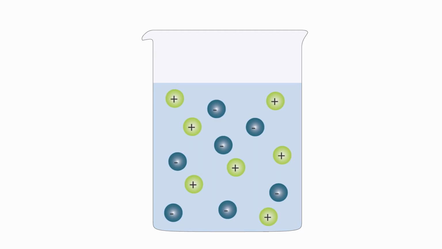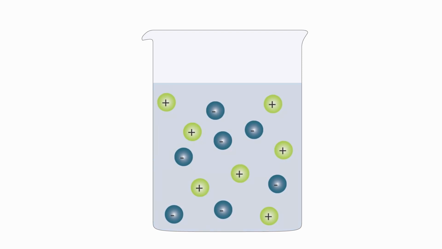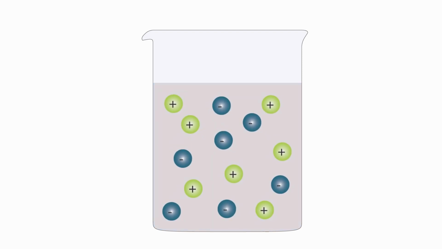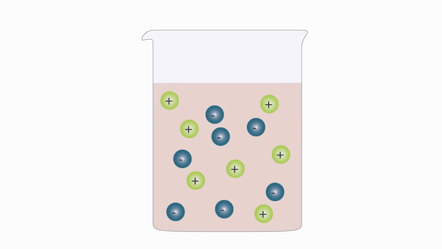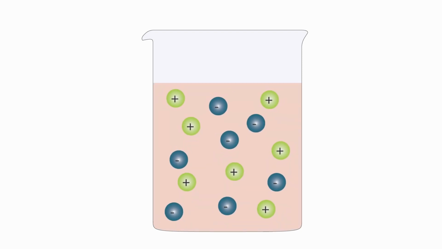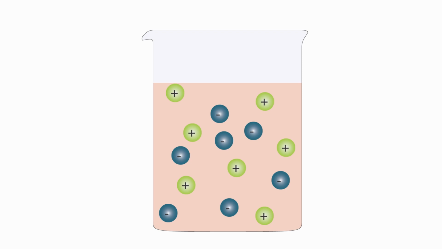The temperature influences the movement of the ions. The higher the temperature, the more vigorous the movement. As a result, the conductivity increases with temperature.